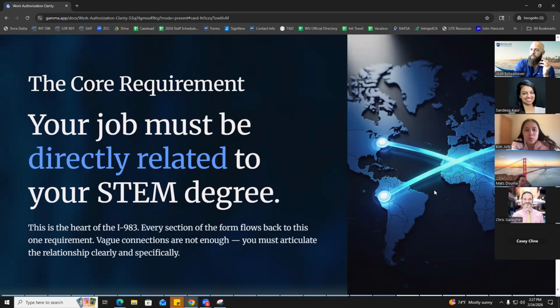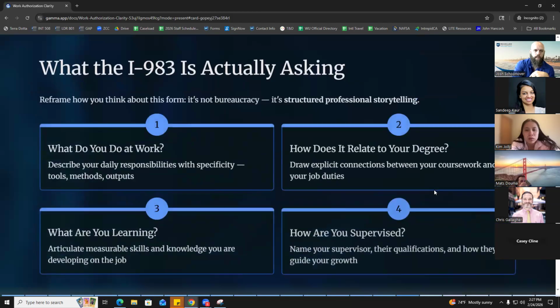Nice thing is we live in a world with ChatGPT, so you can put your job duties in there and say, I'm filling out 983. Explain how this relates to my STEM degree for MSIT, and ChatGPT will give you an answer. The 983 can be confusing. It can make people a little unsure. But at the heart of the matter, it's really just asking, what do you do? How is it related to your STEM?